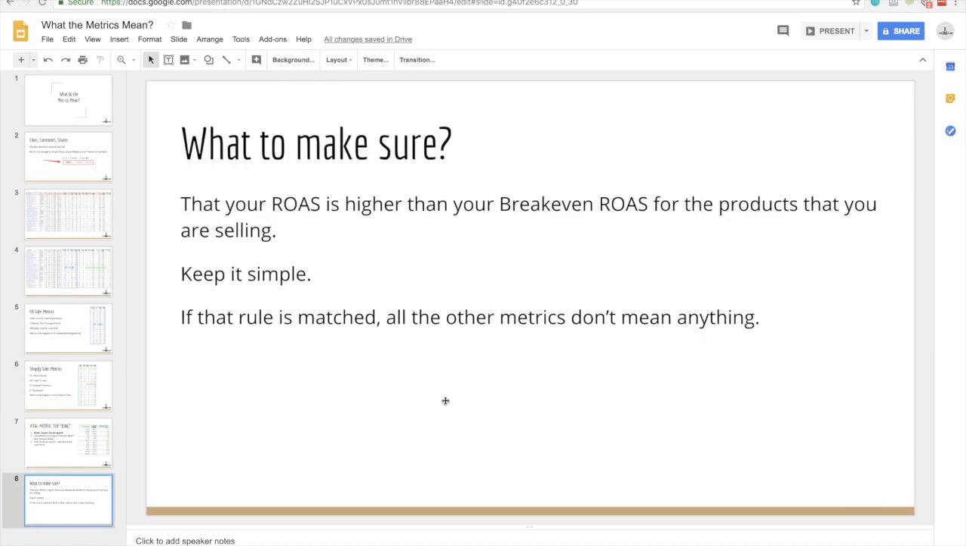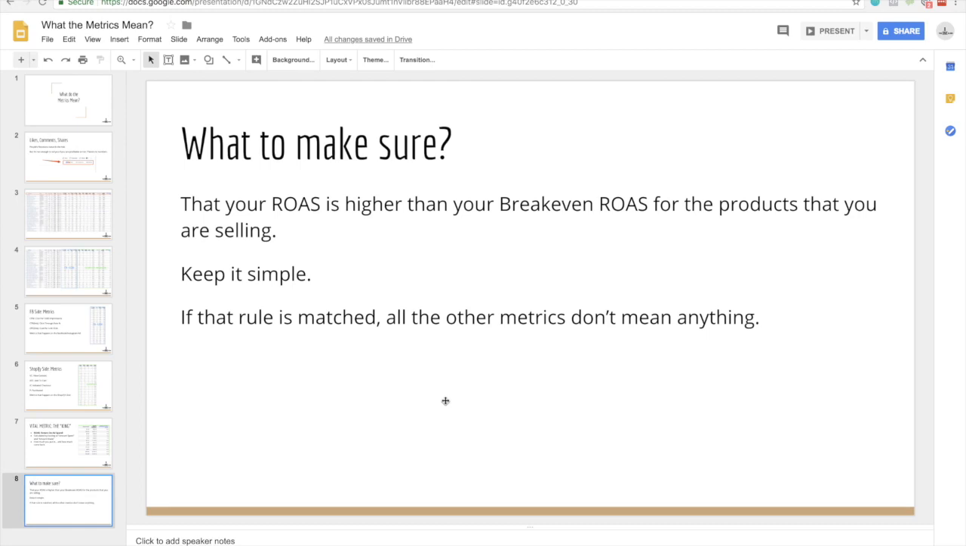So what you need to make sure of is that your ROAS is higher than your break-even ROAS for the products that you are selling, okay? And I teach you how to calculate the break-even ROASes for each specific unique product that you decide to launch, right? So don't worry, I teach you how to do that. But basically, all you need to know is, is my ROAS that I'm generating greater than my break-even? If I am, I'm profitable, and that's it, guys.